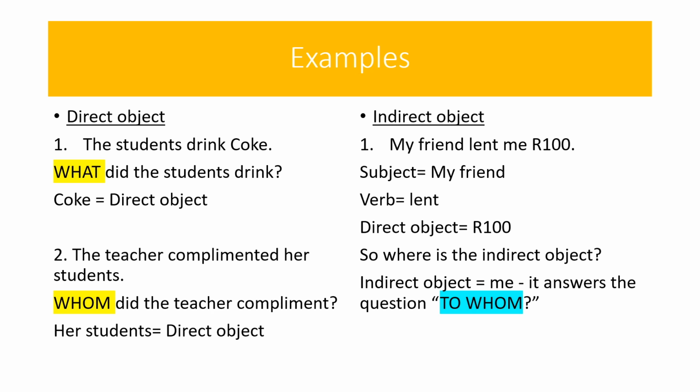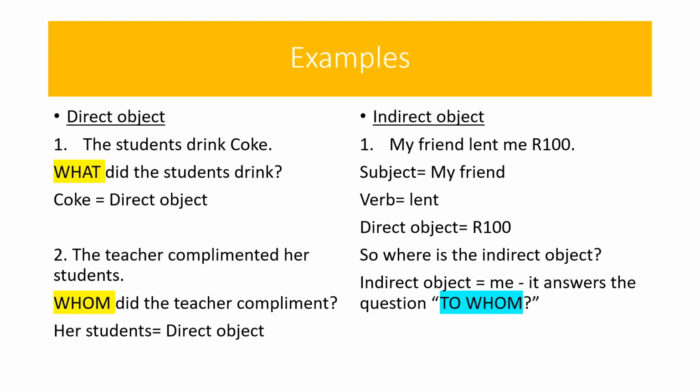Now let's have a look at some examples. Firstly, we're going to deal with the direct object. Number 1, the students drink Coke. Remember to differentiate between your subject, your verb, and then you can go directly to your direct object. But we're going to ask the question, what did the students drink? They drank Coke. So therefore, Coke is your direct object.